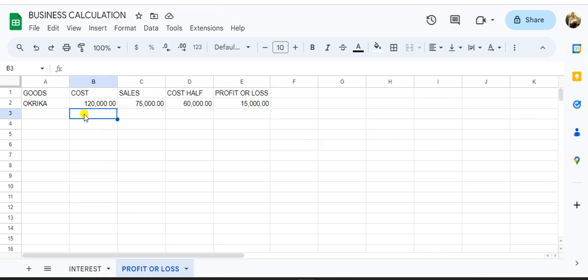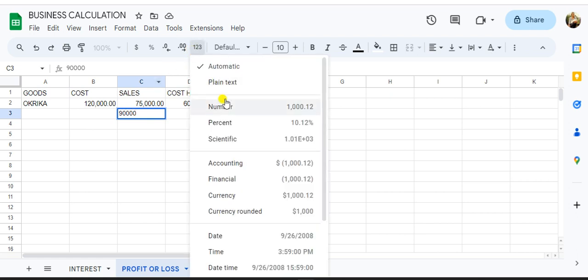Okay, let's say we sold the remaining half for 90,000 naira. All right, so we sold the remaining half for 90,000.